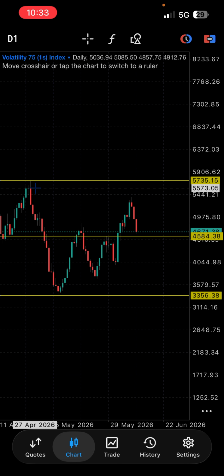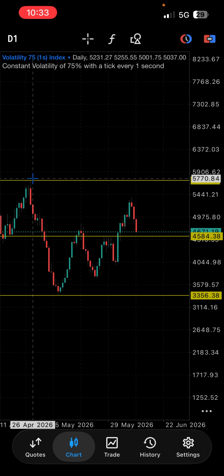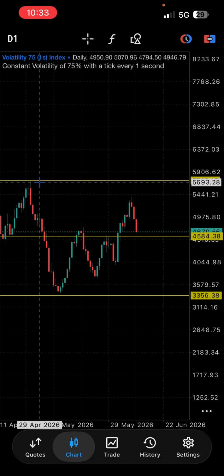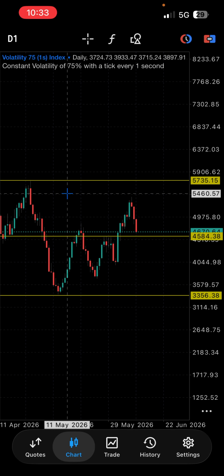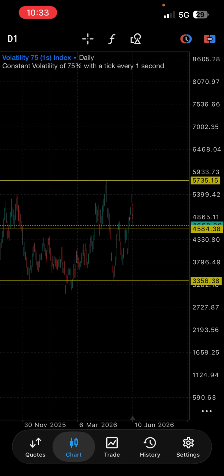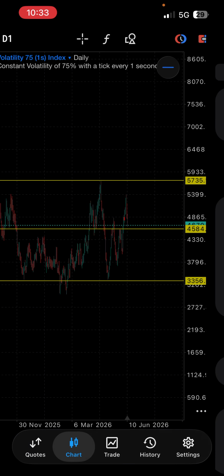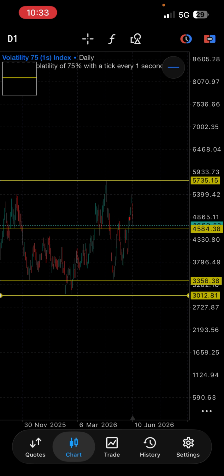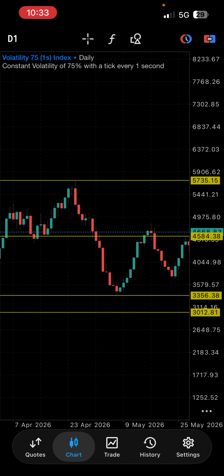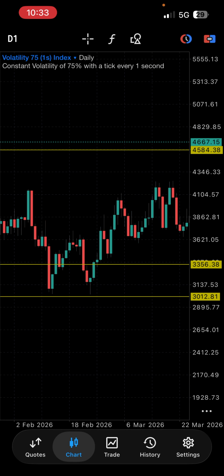Now you must add the wick. You must not just put it on the candle body. This long thing is the wick. So when you're drawing, ensure that you also include the wick. And again, support and resistance is not a straight line, it's a zone. So here is also the same zone, and here is also a zone.